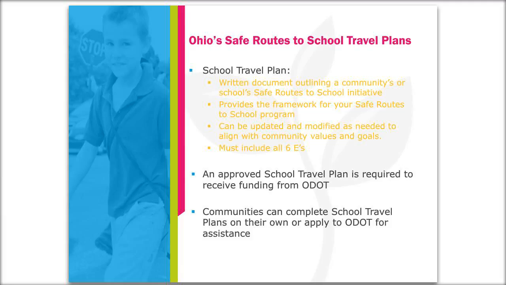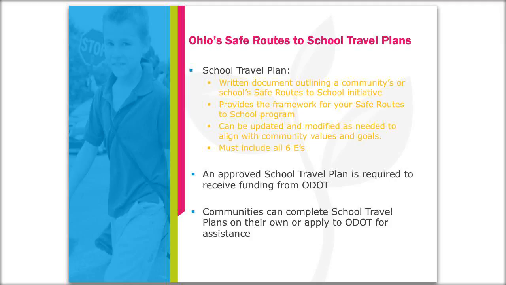Now that you have a basic understanding, or kind of an introduction, to the Safe Routes to School program in Ohio and the 6 E's, we're going to briefly talk about and introduce the school travel plan. So the school travel plan is the starting point for any Safe Routes to School program within Ohio. It's a written document outlining a community's or school's Safe Routes to School initiative. It provides the framework for your Safe Routes to School program. It can be updated and modified as needed to align with the community and school's values and goals, and it must include all 6 of the E's that Hannah just reviewed.